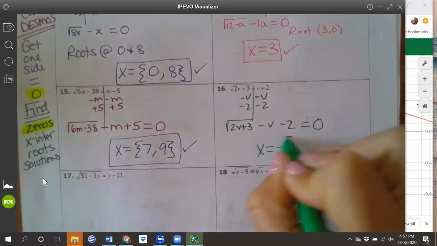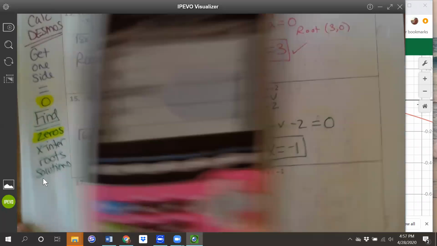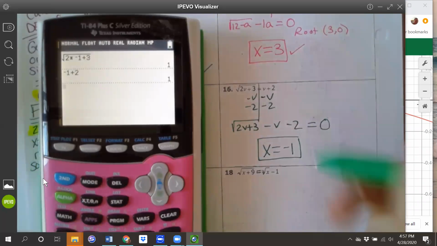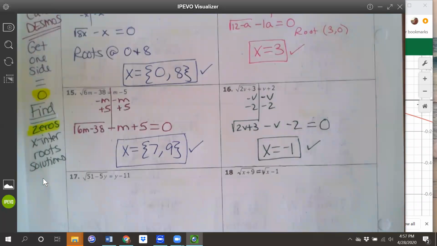x is -1 is our solution, and then let me check it really quick. Square root of 2 times -1 plus 3, that is the left side, and then -1 plus 2, that is the right side. They equal each other, so that is a good solution.